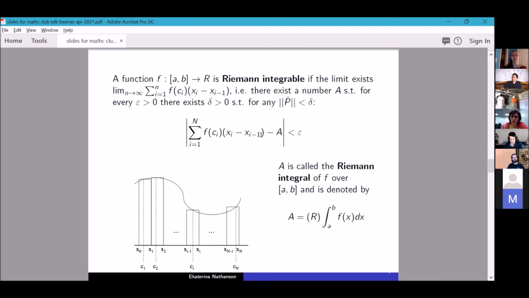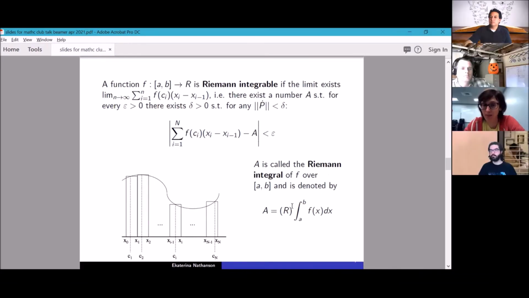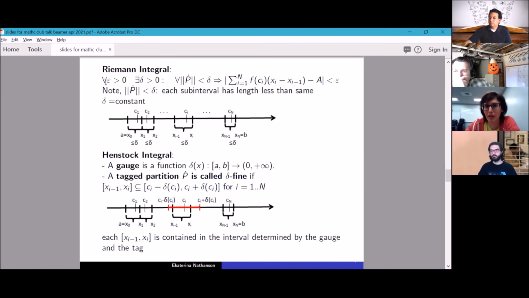So if this happens, then the area is given by this number. It's called the Riemann integral, this number a, and we denote it with the integral sign. To write it a little bit shorter, this is what we typically write in analysis. Those of you who took an analysis class probably recognize this formula, this notation.